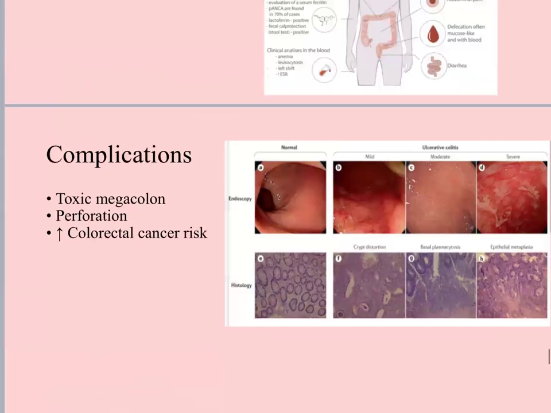So this is something that can be pretty serious because this is a big cancer risk. Basically, whenever you have long-term inflammation, then DNA is going to become damaged in the epithelial cells, especially if somebody's had ulcerative colitis for longer than 8 to 10 years and there's extensive colon involvement. And also, if there's a family history of colon cancer, they're at a super high risk for mutated cells.